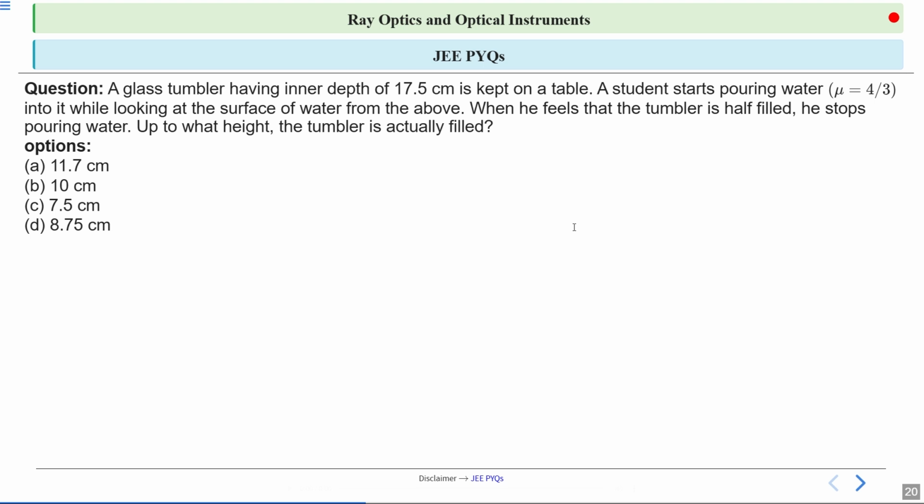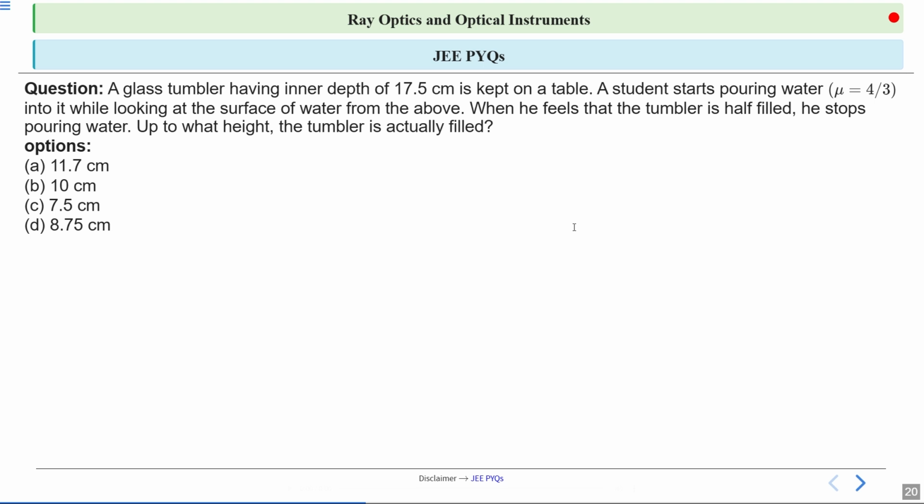Refraction occurs when light travels from one medium to another, changing speed and direction. The refractive index mu quantifies how much light bends, given as mu equals 4/3 for water, indicating how much light slows down and bends when entering water from air. Understand that the student perceives the tumbler as half filled due to the bending of light. The actual depth of water is different from the perceived depth because of refraction. The problem requires calculating the actual depth using the refractive index of water in the tumbler.